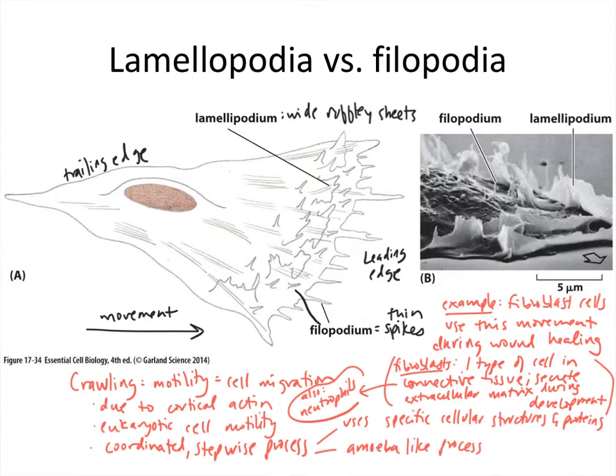This is just a side note so you understand some context. Fibroblasts are one type of cell in the connective tissue, and they secrete extracellular matrix during development. We'll hear more about that structure later. Another cell type that's present in the connective tissue is a neutrophil. You're going to see an example about neutrophils and how they have this type of movement as well.